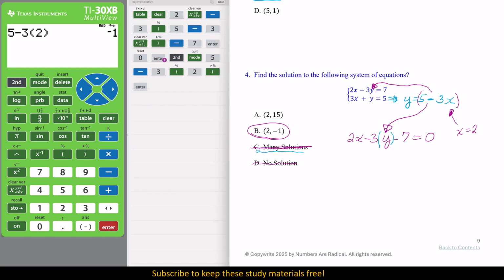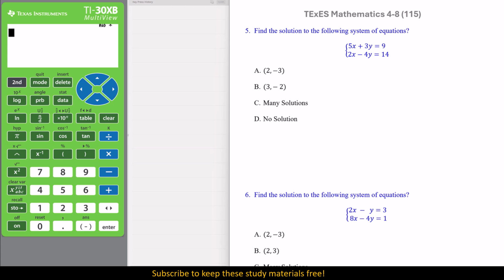That's a very popular thing to do. They're trying to test to see if you know what it means to have the same line, meaning they would just be one right on top of the other, or are they parallel, which is no solution and same slope? All right, let's try number 5.